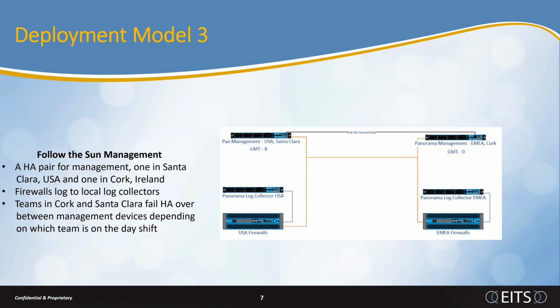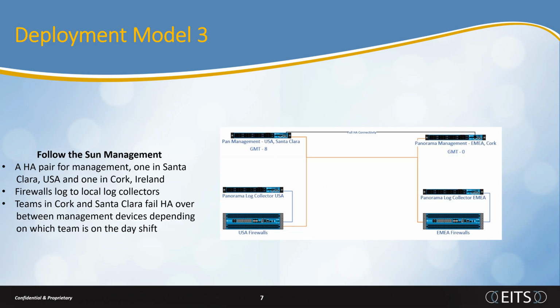What you would do in that situation is fail the management Panoramas back and forth depending on which team was active. For example, if it's daytime there in Cork, then they fail over. You make that one the active unit. Now they're accessing locally for doing reporting, threat hunting, searching, and so on. They can still manage issues in the US should something come up, but odds are they're making changes that are more local to their environments, and they have that local access to it.